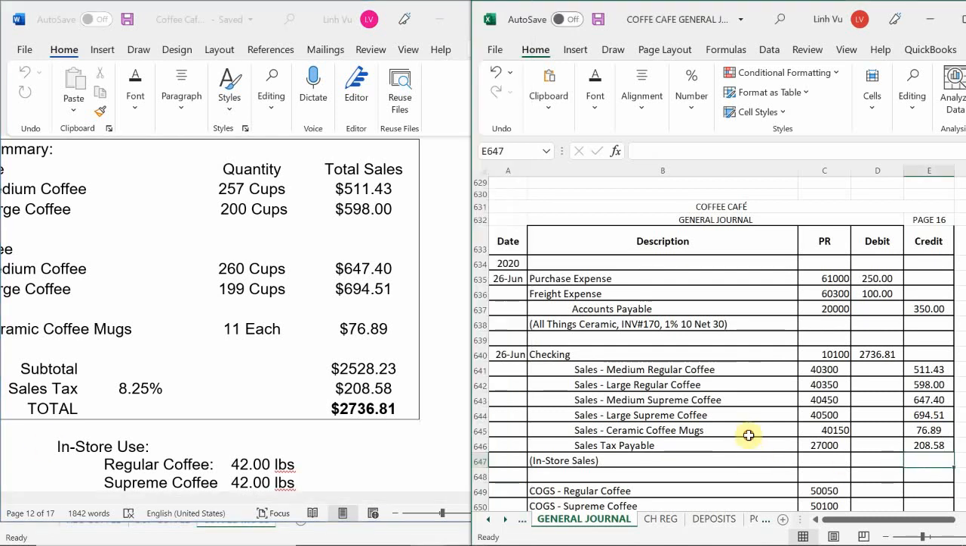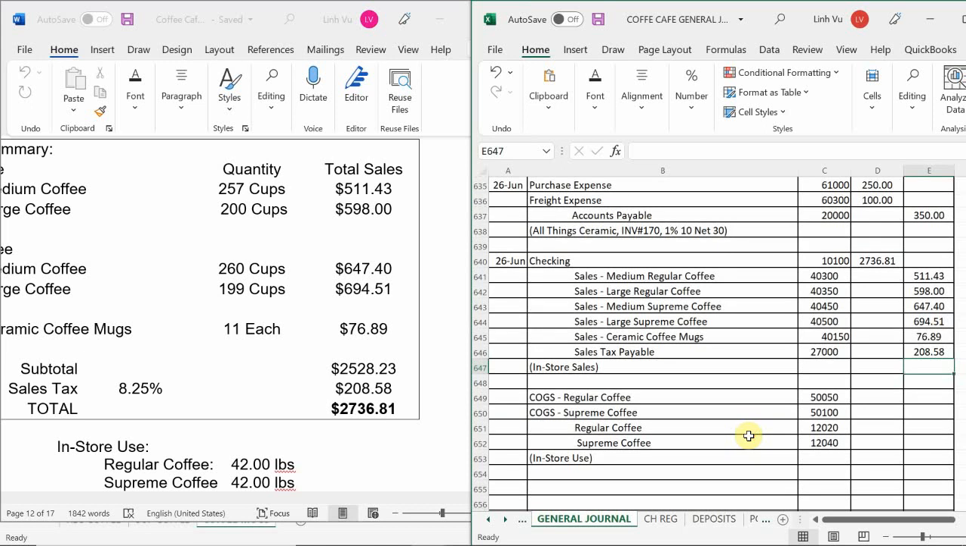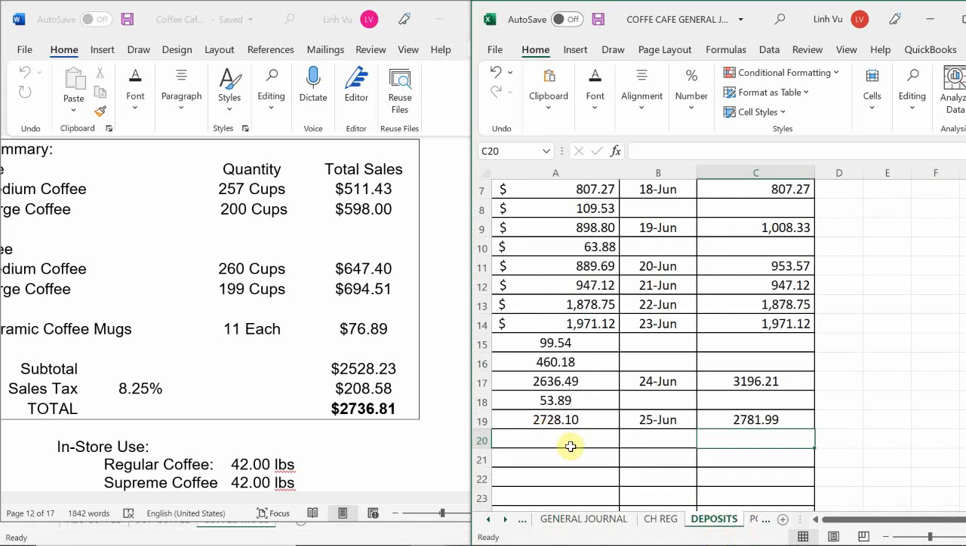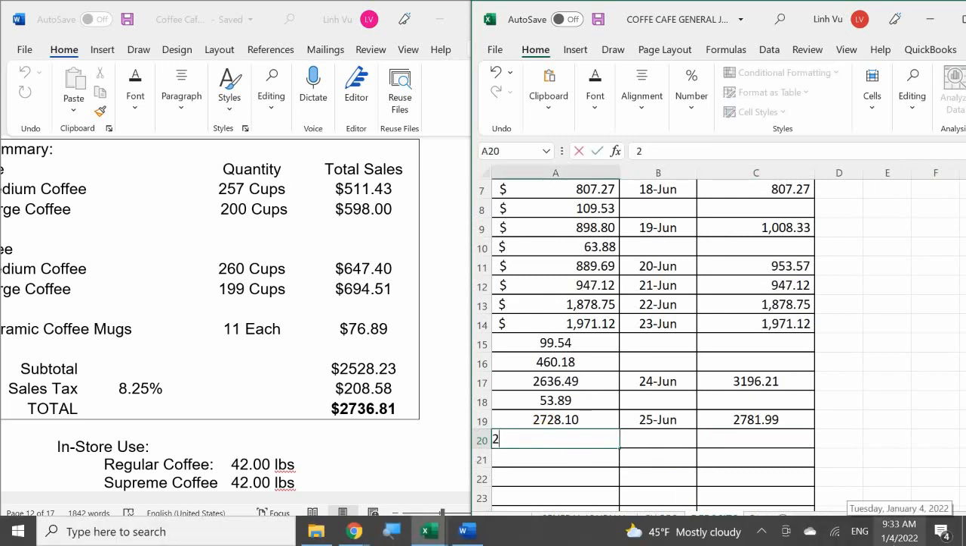Okay. So now, what do I do now? You deposit the money. Okay. For 2736.81. We're at $2,736.81.